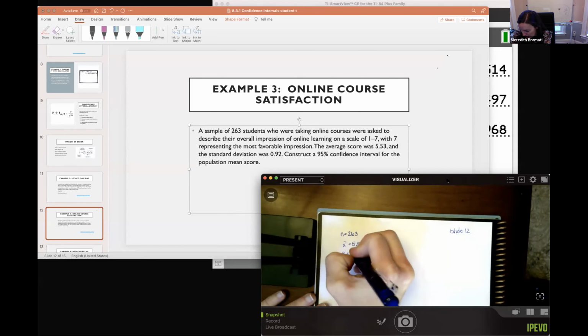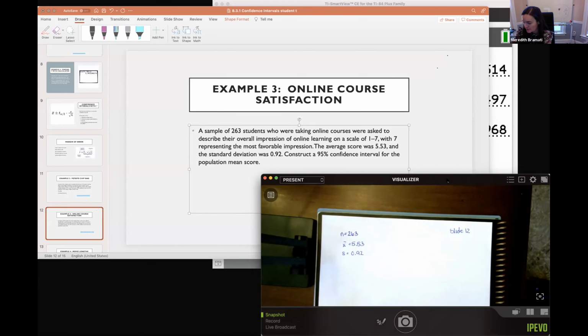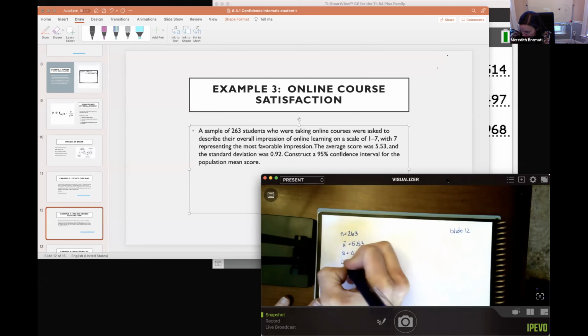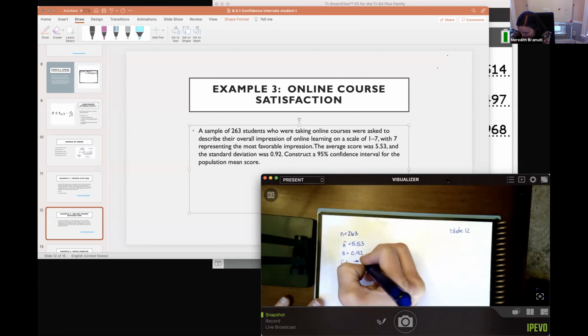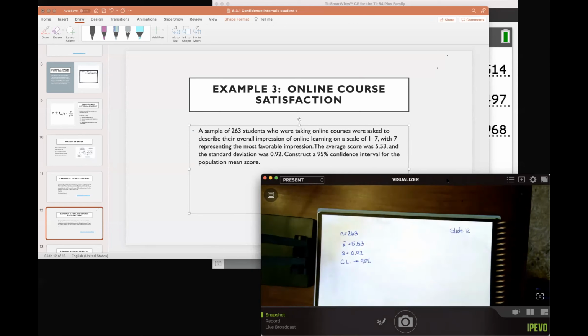Now, it does not say population standard deviation, and it doesn't say known standard deviation. So we have to default to it being sample. If it does not specifically say population standard deviation, then you have to assume that it's from the sample. Okay. And the confidence level is 95% for the population mean score.